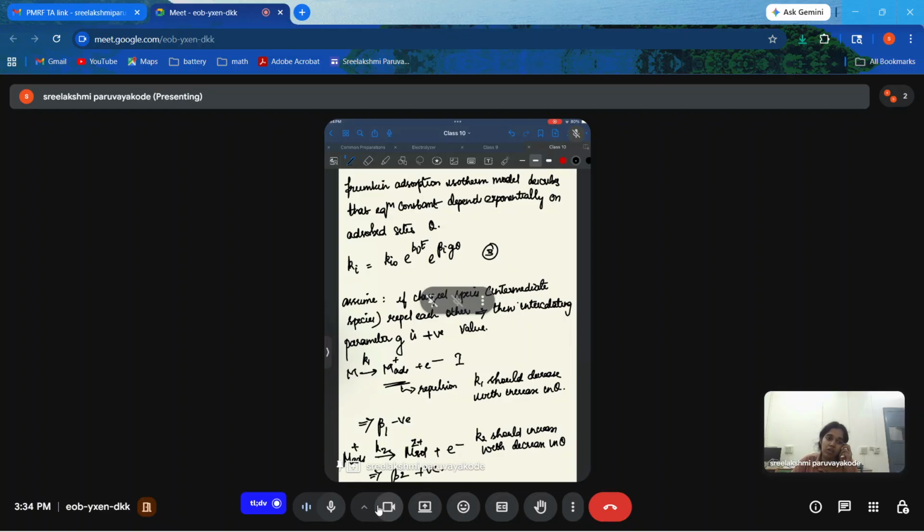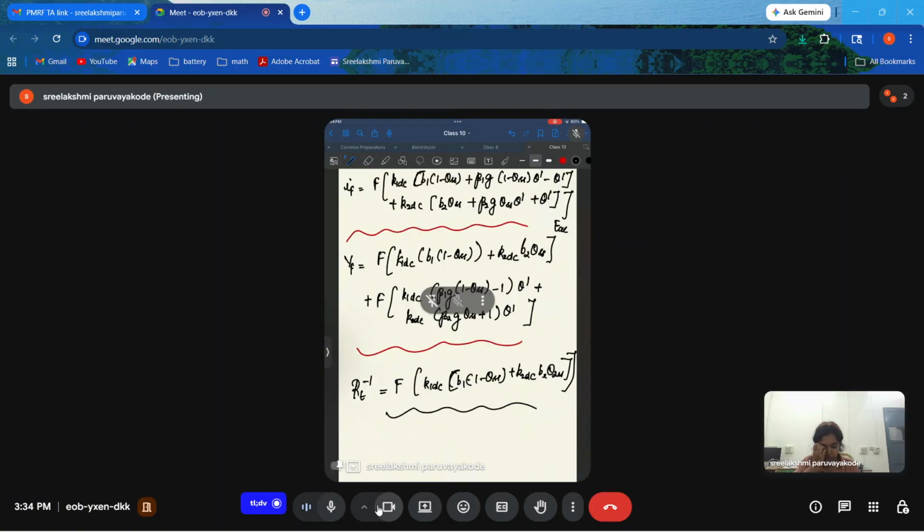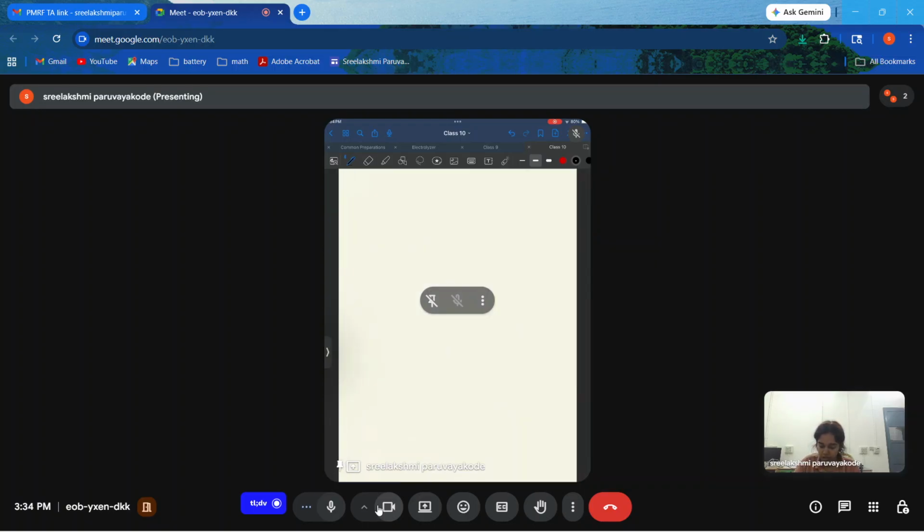When the adsorbed intermediate keeps on forming, the interaction increases, the repulsion increases. So in that case, beta value is given as negative. On the contrary, when your adsorbed intermediate gets consumed, the rate of the reaction increases because the repulsion is reducing. Because the interaction reduces, beta value is taken as positive. The repulsion reduces, so beta value is positive. So yeah, this is about the derivation. Now let's look into the questions.